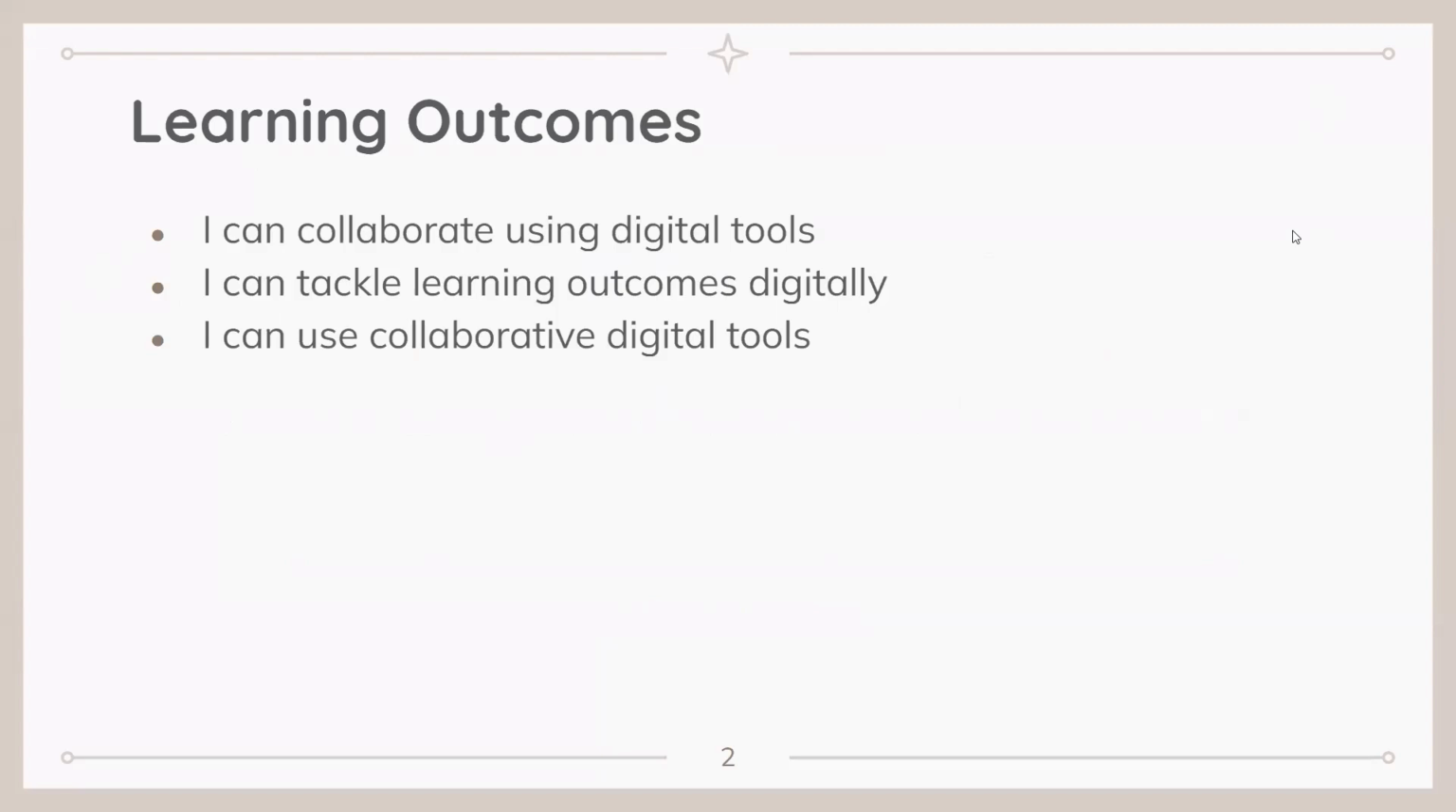So before we even get started, let's introduce some learning outcomes. Since we are talking about learning outcomes, we are going to have learning outcomes for this professional development training. By the end of the training, you will be able to collaborate using digital tools. You will be able to know and learn how to tackle learning outcomes digitally, and you'll be able to use collaborative digital tools by the end of the training.